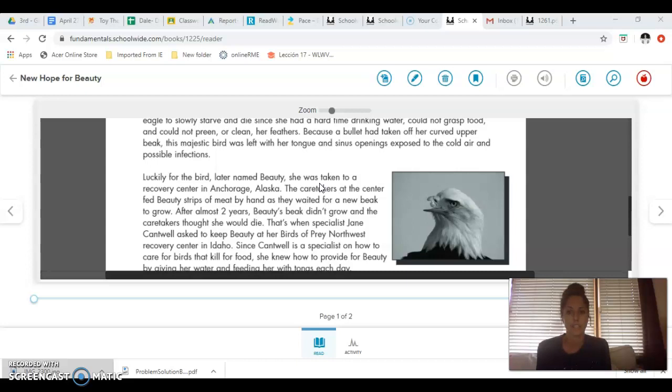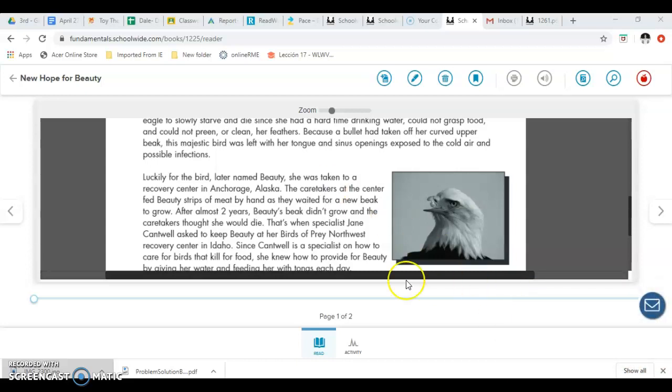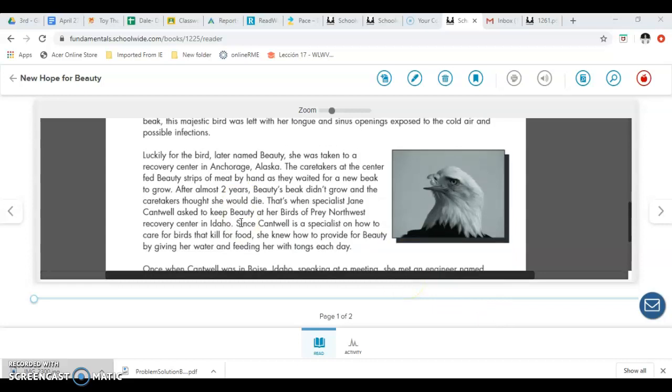Luckily for the bird, later named Beauty, she was taken to a recovery center in Anchorage, Alaska. The caretakers at the center fed Beauty strips of meat by hand as they waited for a new beak to grow. After almost 2 years, Beauty's beak didn't grow, and the caretakers thought she would die. That's when specialist Jane Cantwell asked to keep Beauty at her Birds of Prey Northwest Recovery Center in Idaho.